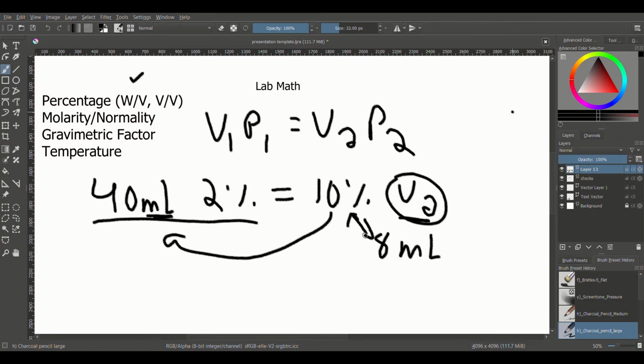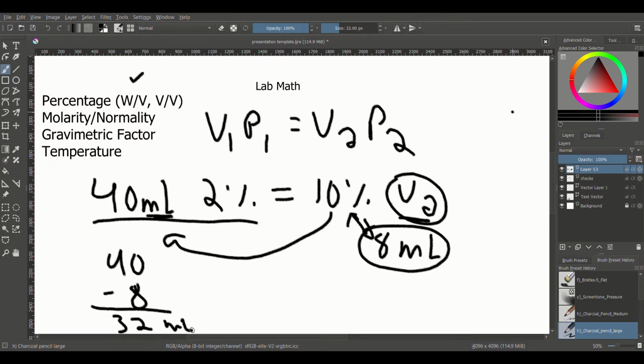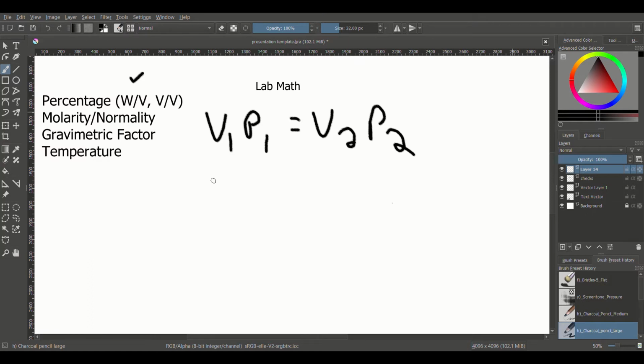So what do you do with that information? You say, okay, I have 8 mils of a 10%, I need 40. So how are you going to finish that dilution? Well, you have 8 mils, you need 40, so you're just going to subtract to find out how much water you need to add to dilute that. That comes out to 32. So you need 32 milliliters of water, which you're going to add to your 8 mils to get your 2%, 40 mils of solution.